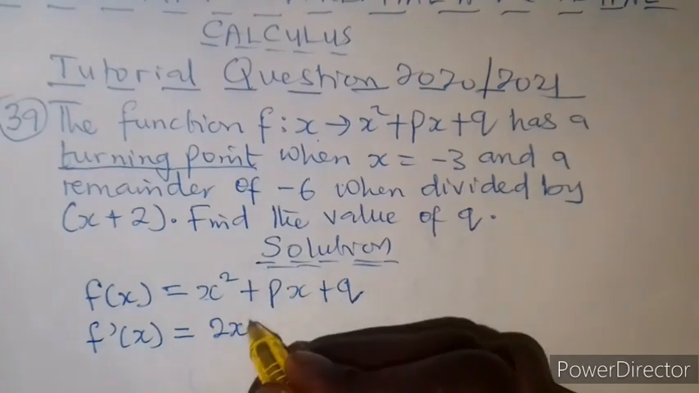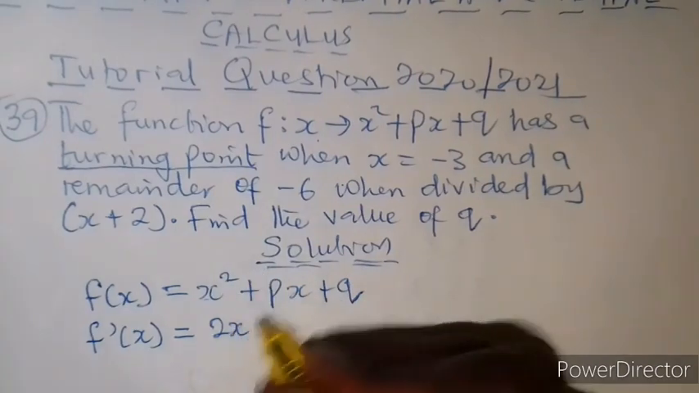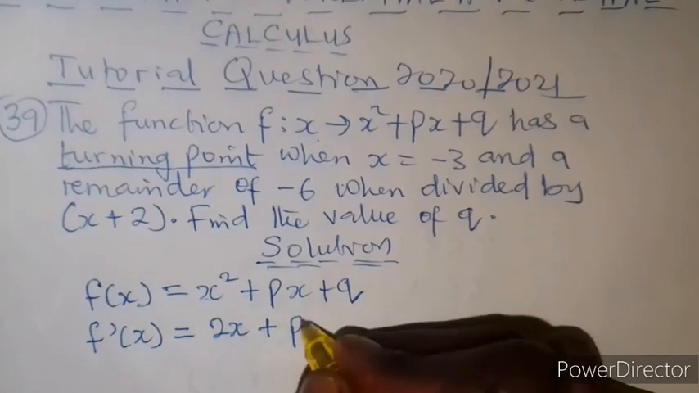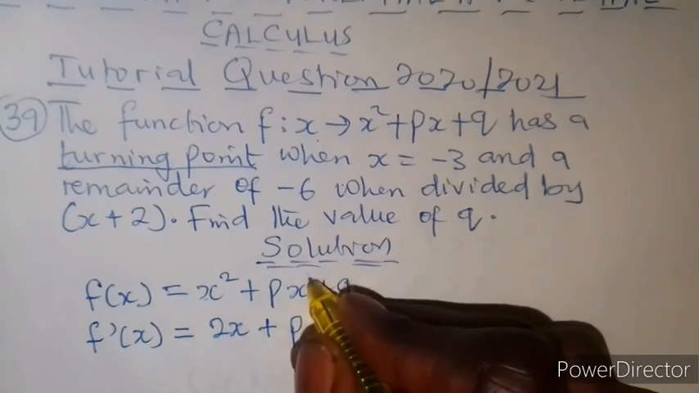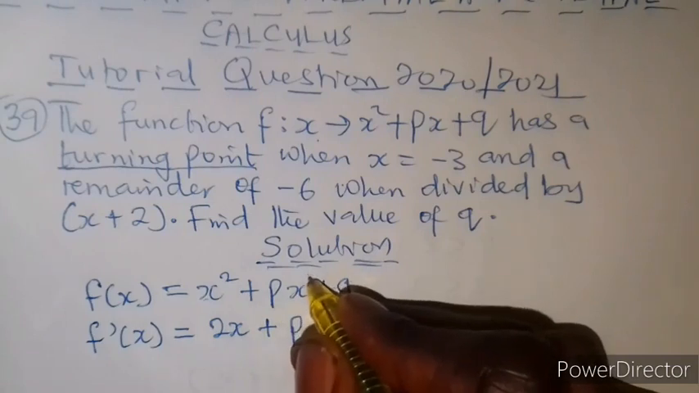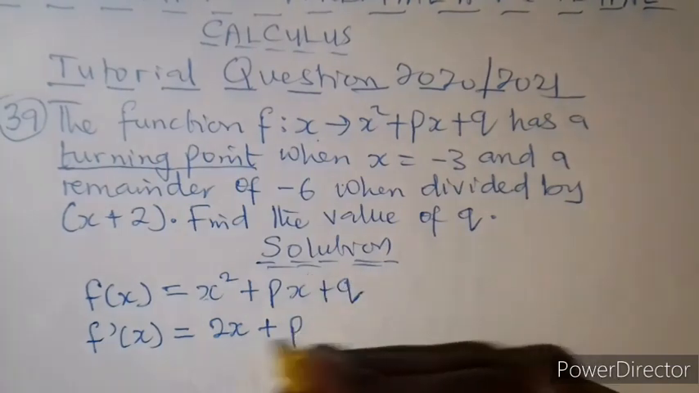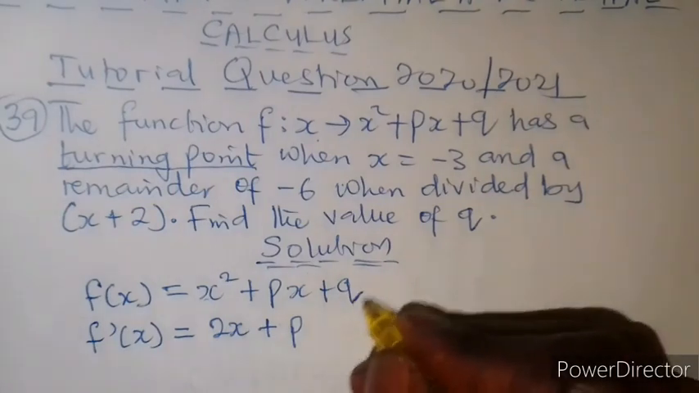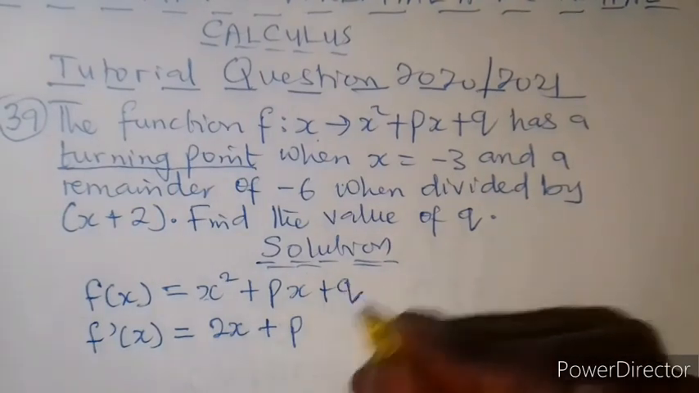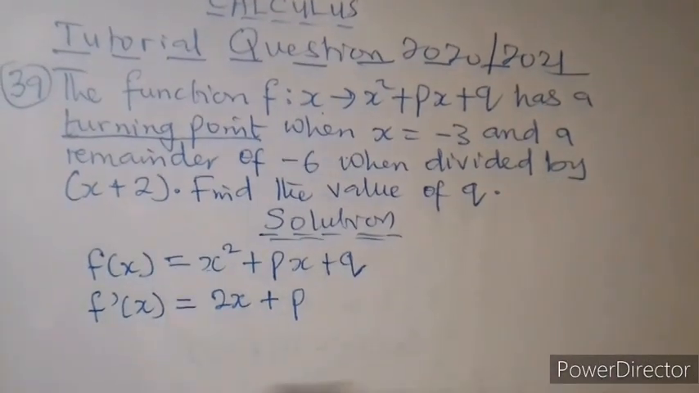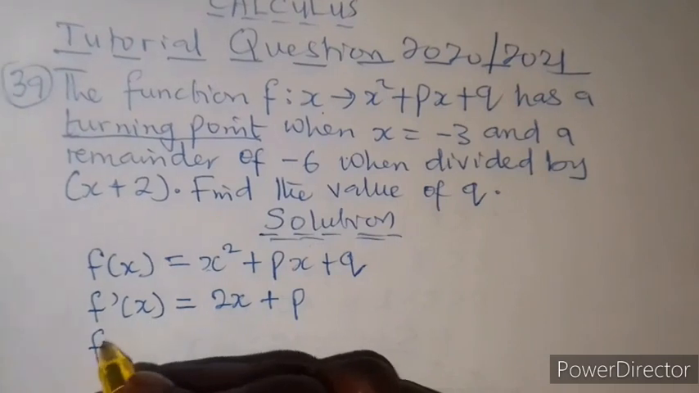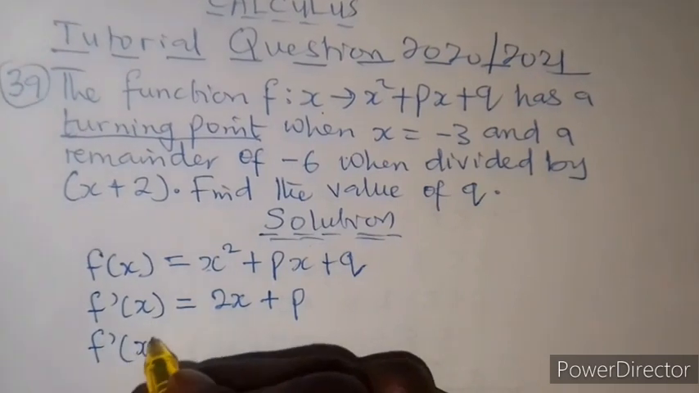2 minus 1 is 1. That's the reason why we are keeping this x. Then plus p, because the coefficient of this x is 1 times px raised to 0. So x raised to 0 is 1. That's why we are having this. Then we are going to treat q as a constant, which means if we differentiate it, it will turn to 0.